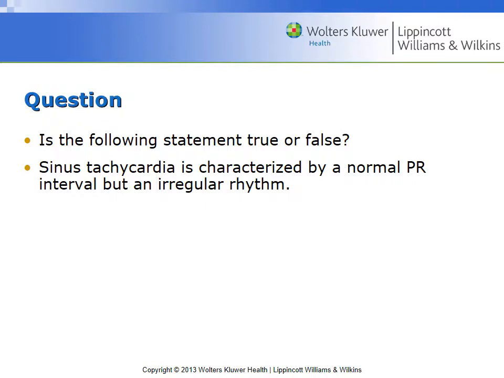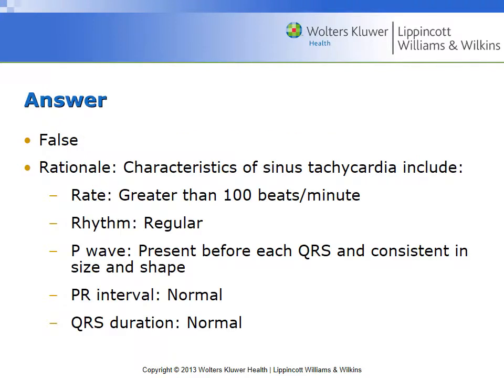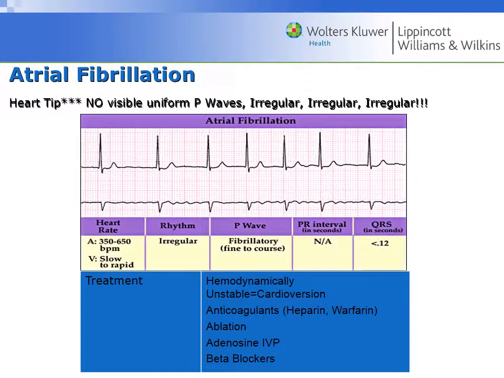Is the following statement true or false? Sinus tachycardia is characterized by a normal PR interval, but an irregular rhythm. This answer is false, and the answer below shows the characteristics of sinus tachycardia.